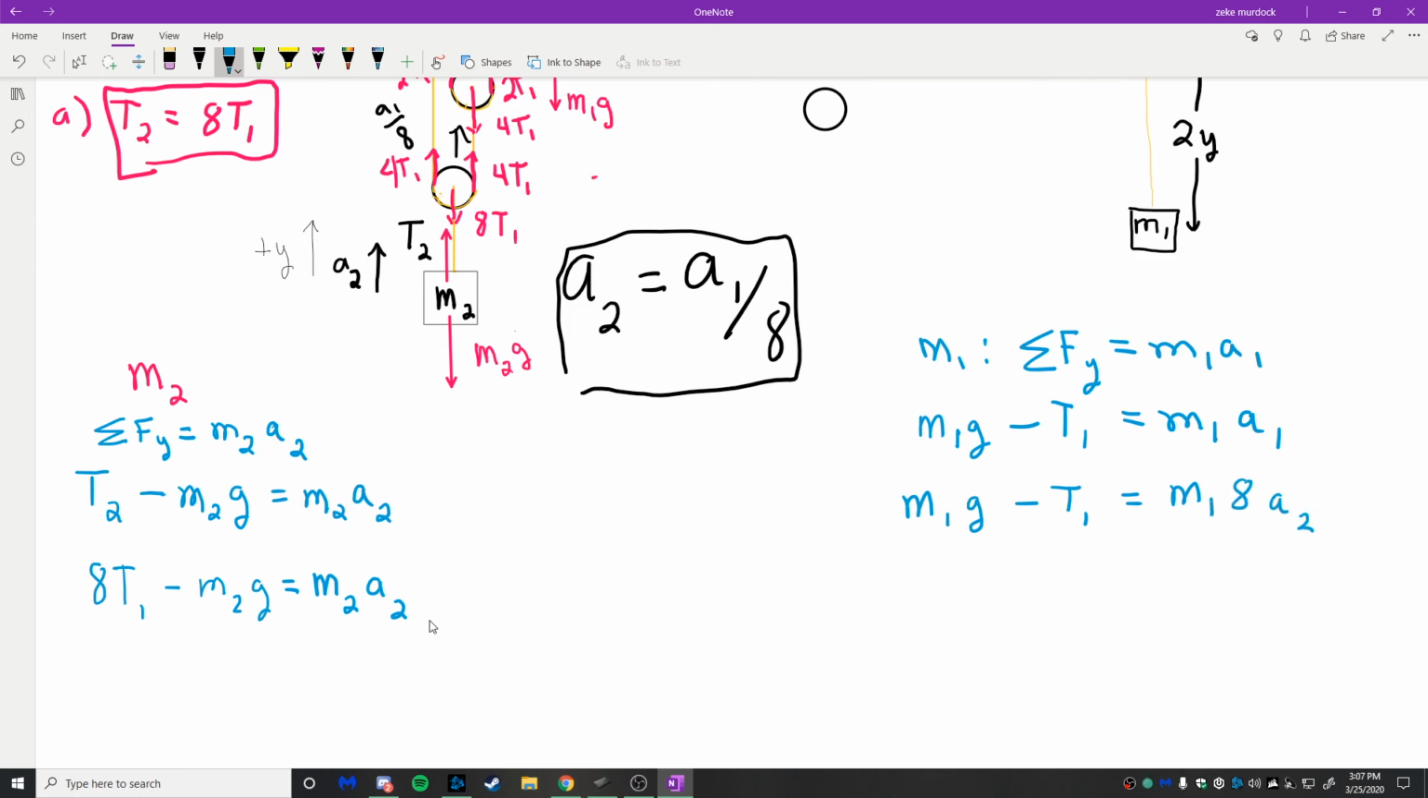And now we have the ability to eliminate our T1 vector from here, or we can substitute, we can solve for T1. So we can say M1G minus 8 M1 times A2. I just subtracted that one over, is equal to T1. And then we can plug this in right here, right? So we can take this whole thing and we can plug it in basically right here.